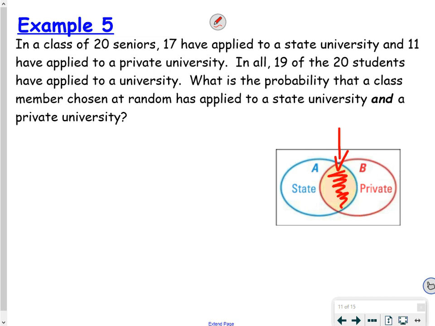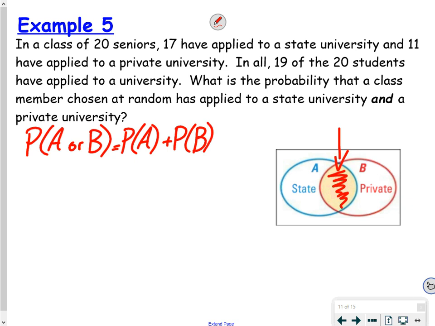So that would be those people that lie in the middle there. We're saying that these are overlapping events. But it's not readily apparent how many people lie in that region with just the information given. So let's just use our equation. We know it's overlapping, so let's say the probability of A or B is the probability of A plus the probability of B minus the probability of both A and B, because we know that there's some that are overlapping there.